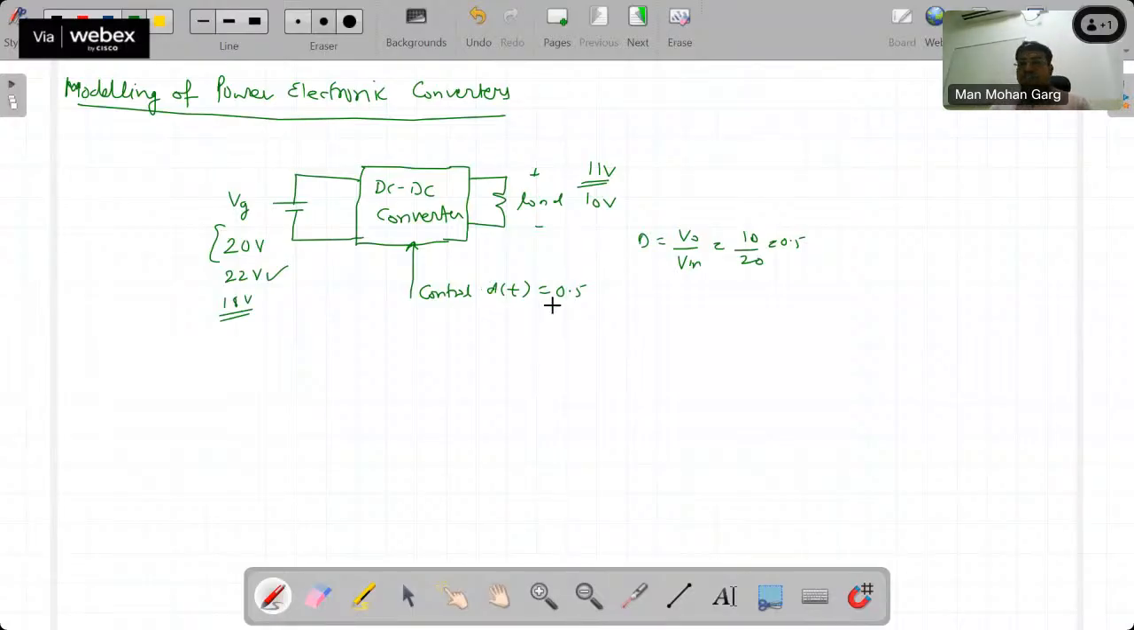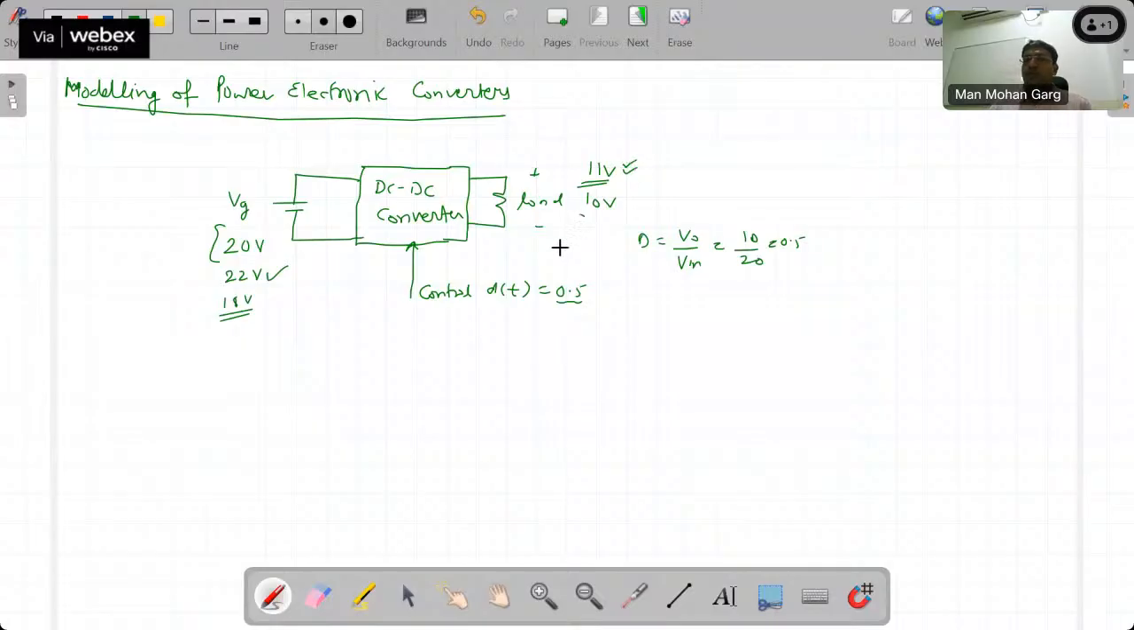Okay, so if the duty cycle is 0.5 and the input has become 22 volt, then the output will be 11 volt. But I do not want 11 volt. I want to regulate the output to be 10 volt. Now in this case, it is not good that we are getting 11 volt instead of 10 volt.